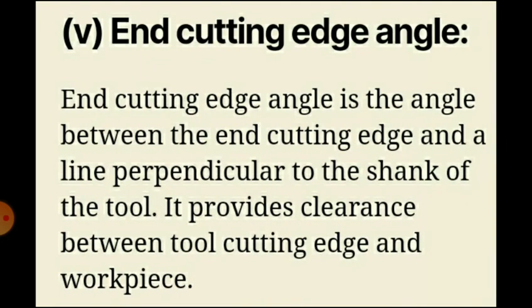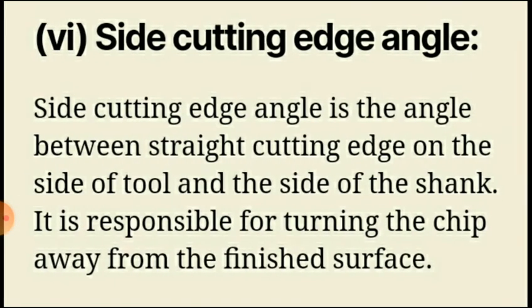So you can see the end cutting edge angle. It is the angle between the end cutting edge and a line perpendicular to the shank of the tool. It provides clearance between the tool cutting edge and the workpiece. And the side cutting edge angle is the angle between the straight cutting edge on the side of the tool and the side of the shank. It is responsible for turning the chip away from the finished surface.